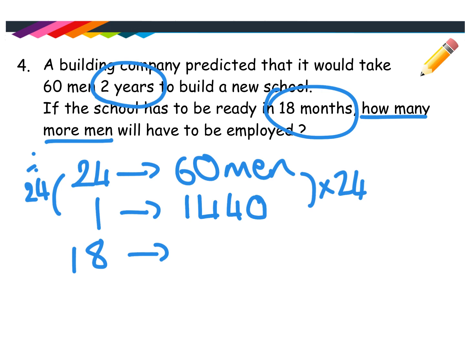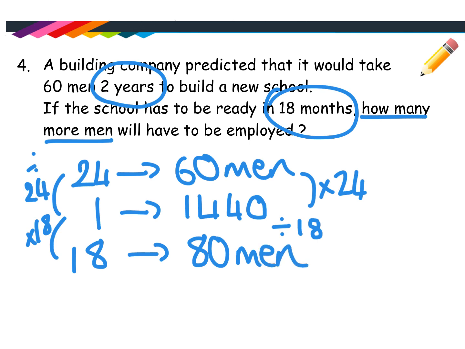We are then going to increase our time frame. So we are going from 1 to 18, so we are timesing by 18. So we divide the number of men by 18. So times on the left, divide on the right. So if you then divide that by 18, you get 80. Okay, so 24 months it took 60 men, 18 months it took 80 men. That makes sense, doesn't it? We wanted it in slightly less time, so we needed a wee bit more men.